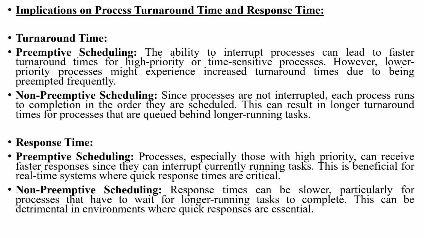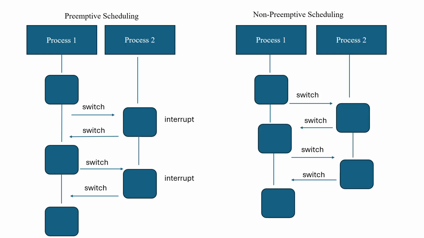Response time: preemptive scheduling can provide faster response since it can interrupt currently running tasks. Whereas in non-preemptive scheduling, a process may have to wait for longer running tasks to complete. This can be detrimental in environments where quick responses are essential. So this is the difference between preemptive and non-preemptive scheduling. In preemptive scheduling, we can see the interrupts are present in between. There are two processes which are switched from one state to another and back again.